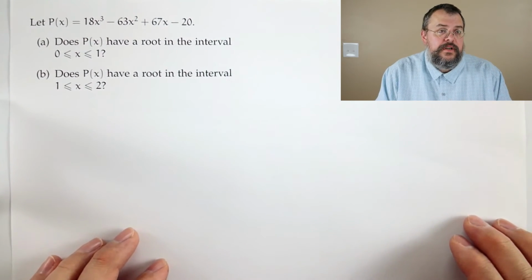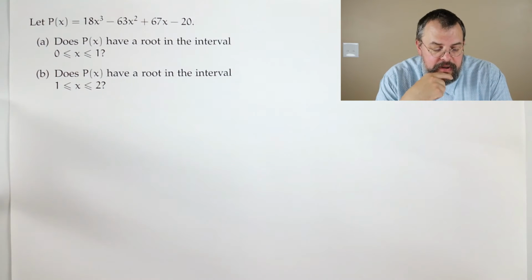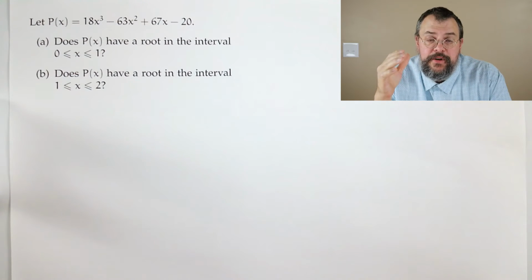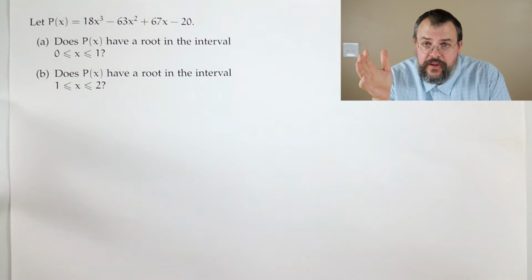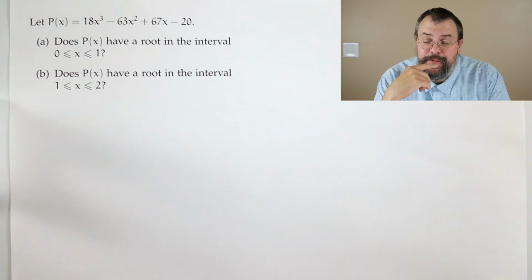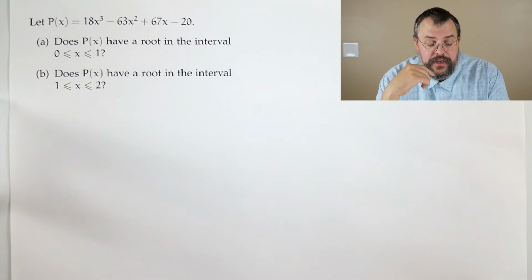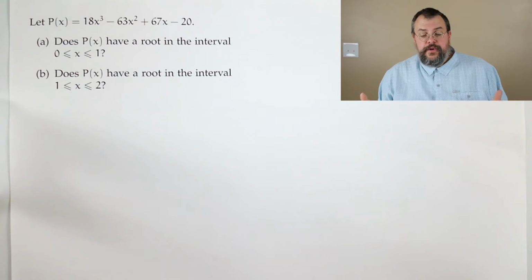So, the next problem. P of x is a polynomial. It's the polynomial 18x cubed minus 63x squared plus 67x minus 20. That's kind of an interesting looking polynomial. And there's a question. Does this polynomial have a root in the interval between 0 and 1?